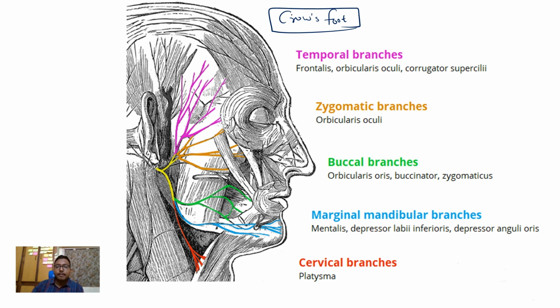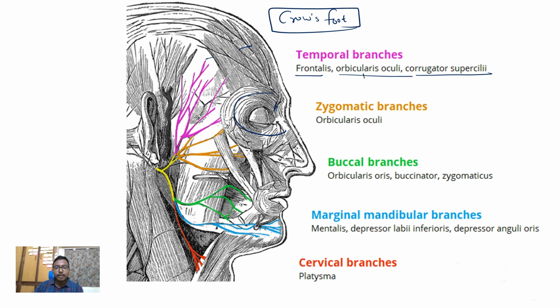So what are all the muscles supplied by the temporal branch? See here, you have the frontalis muscle. Along with the frontalis muscle, the orbicularis oculi, which is surrounding the eye. Frontalis has two parts: the occipital belly and the frontal belly. Here you have the frontal belly mainly. Then the other one is corrugator supercilii. Here you have corrugator supercilii.